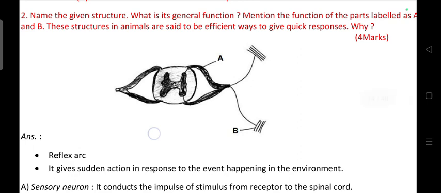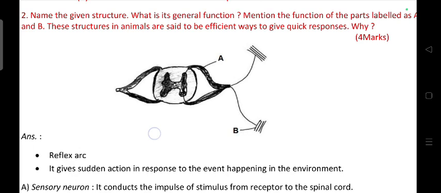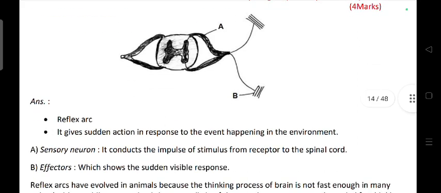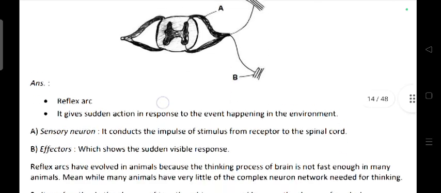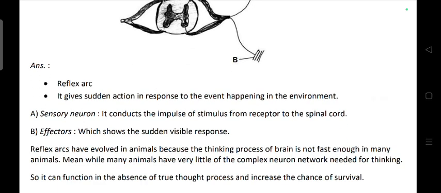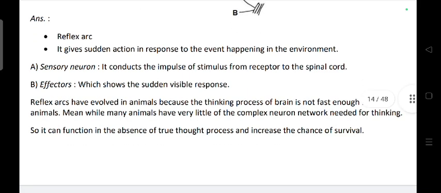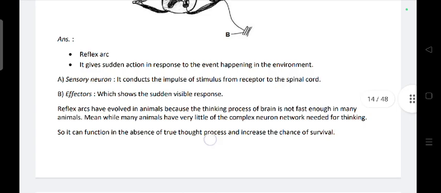These structures in animals are said to be an efficient way to give quick responses. Why? So this is the reflex arc. It gives sudden action in response to events happening in the environment. A is the sensory neuron, B is the effector. The work of each part is given. So copy down the answers.